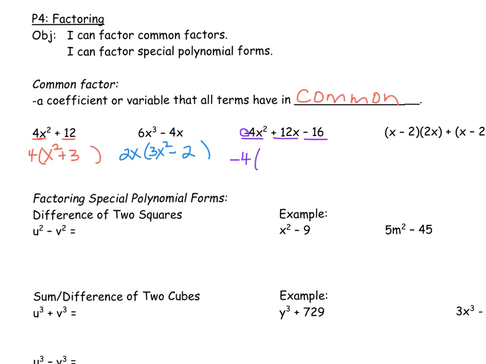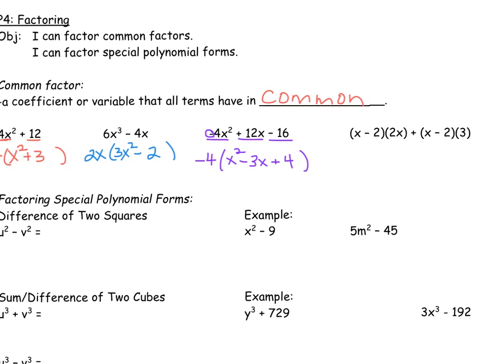If we take out a negative 4 out of all of those terms, we would have positive x squared left over for our first term. But then if we change the sign for the factor, the second term, we would end up with negative 3 times x. So negative 4 goes into 12 negative 3 times with that x. And then the constant is negative 16, but if we factor out the negative 4, we would have plus 4. And there's your common factor.